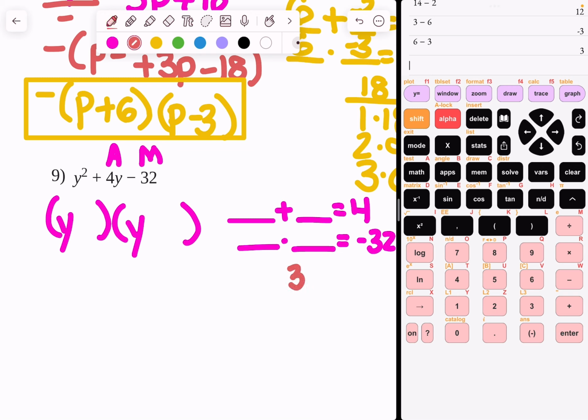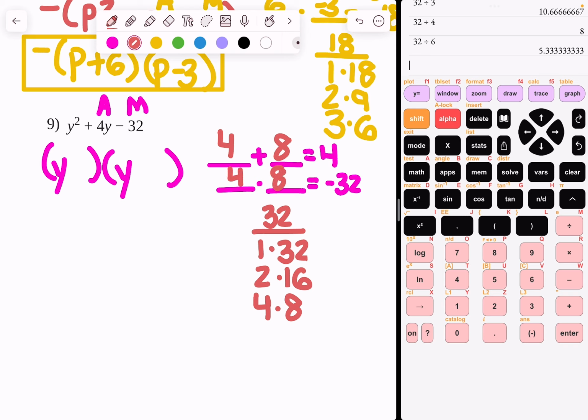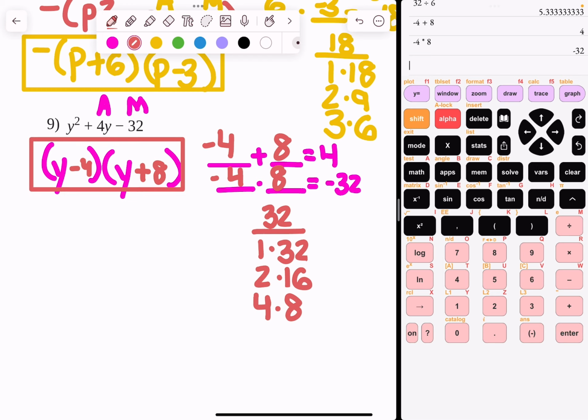All right, 32. We could think of 1 and 32. 2 and 16. 32 divided by 3, does that work? No. 32 divided by 4, 4 and 8. 32 divided by 6, no, so that's it. And 4 and 8 definitely works, but we would need to have a minus 4 in order to end up with a positive 4. So minus 4 and a positive 8. And double check, negative 4 plus 8 does equal 4, and negative 4 times 8 does equal negative 32. So this is our final answer.